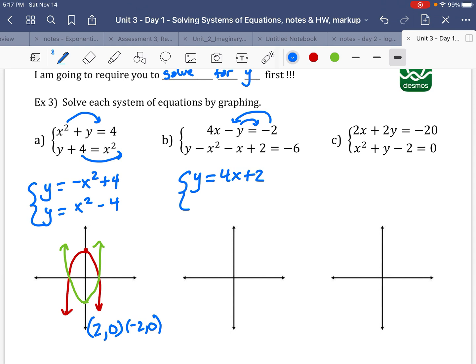For this next one, I'm going to take away 2, so that'll be a -8 over there, and everything else is just going to move over. Like this -x squared moves over, the -x moves over, so I have y equals -x squared becomes positive x squared, -x becomes positive x, and remember the -6 minus 2 is -8. All right, so 4x plus 2, that's just going to be a line, and then I have a parabola, x squared plus x minus 8.